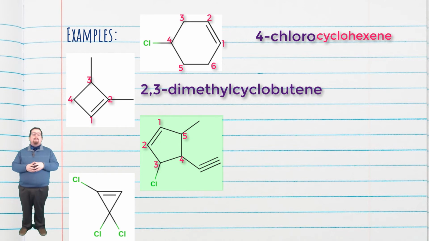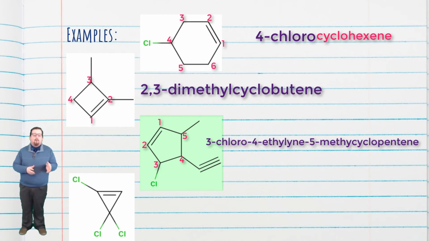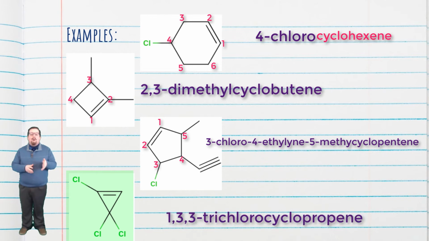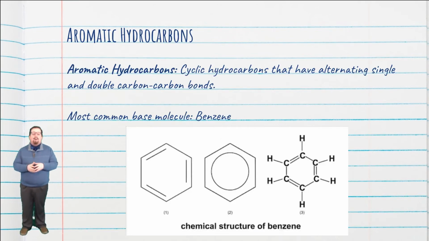This means the name of this molecule would be 3-chloro, 4-ethyl, 5-methylcyclopentene. All right, try this last one on your own. What do you get? I got 1,3,3-trichlorocyclopropene.